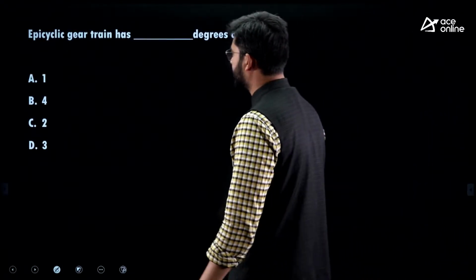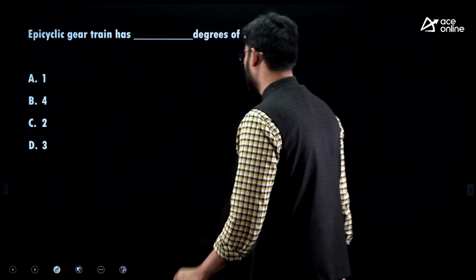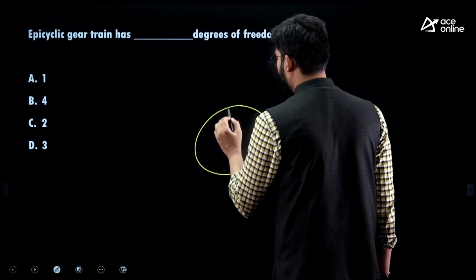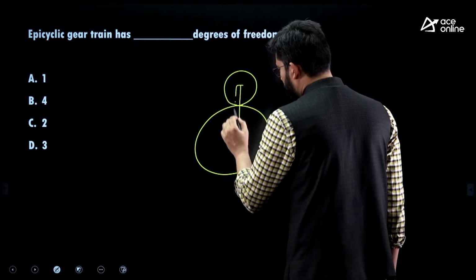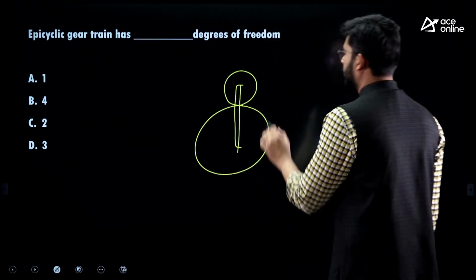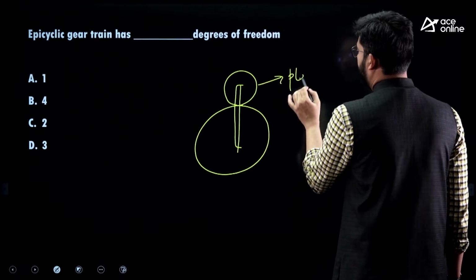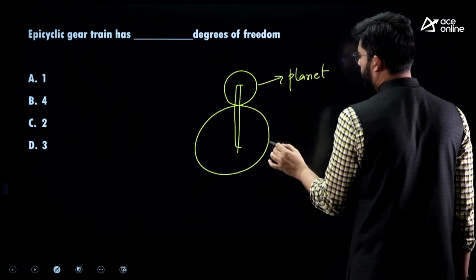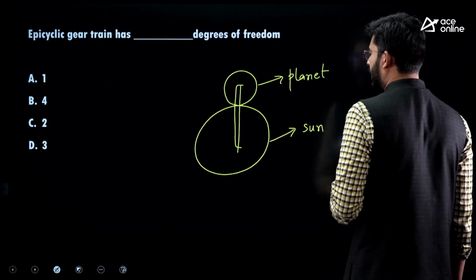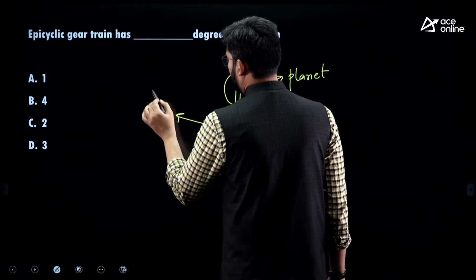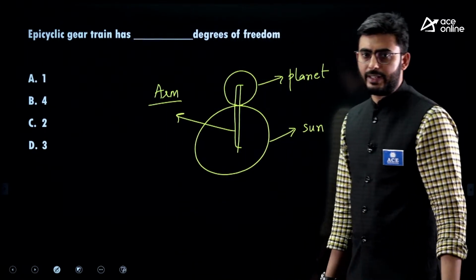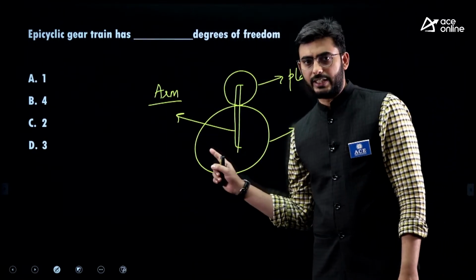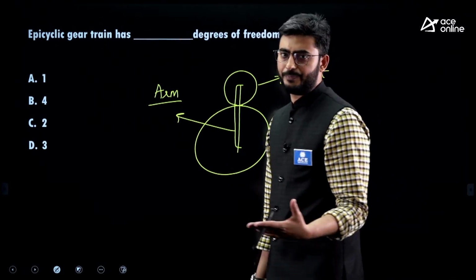Epicyclic gear train has dash degrees of freedom. So here epicyclic gear train, guys, it is comprising of sun gear, planet gear. Along with this you will be having arm also. So if you have studied in the tabular method, in the first line we will be writing the input is given to the sun gear, whereas arm is fixed.